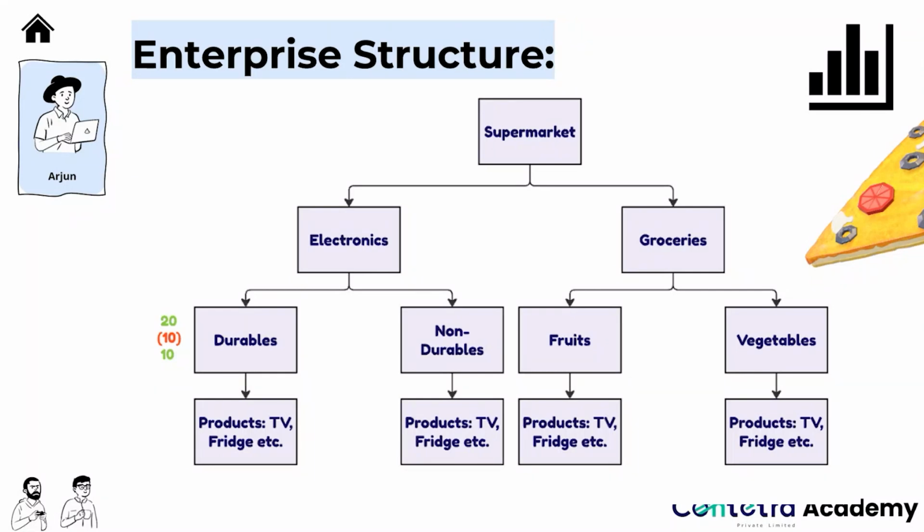This can help him to take decisions. For example, he can take a decision to discontinue groceries as it is not that profitable as compared to electronics, or he may end the groceries department and start off with another department.